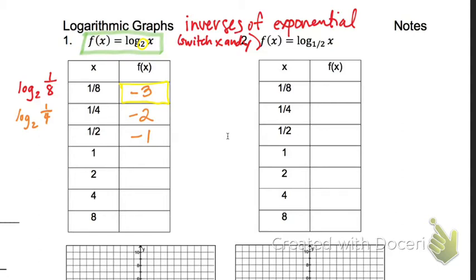Whenever my answer is 1, what power is that always raised to? 0. 2 to what power is 2? 1. 2 to what power is 4? 2 to what power is 8? 3. Good.